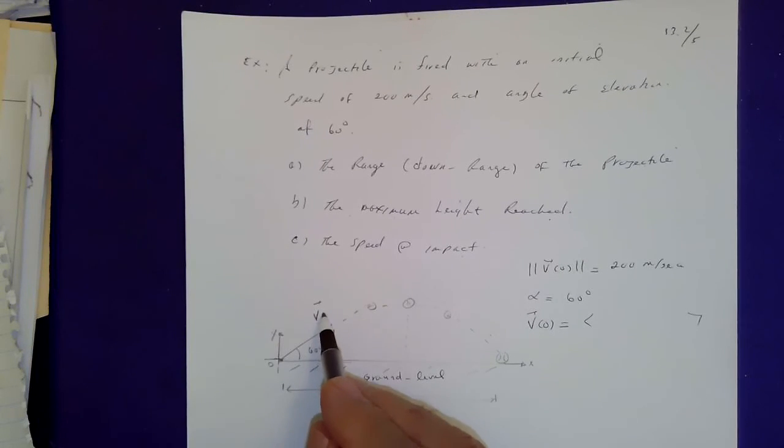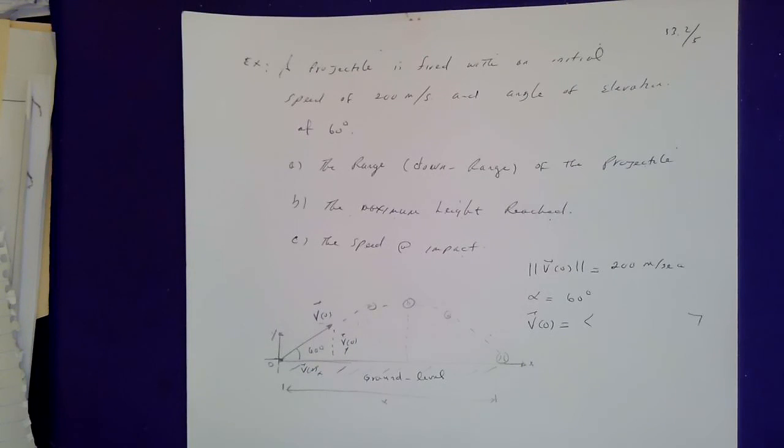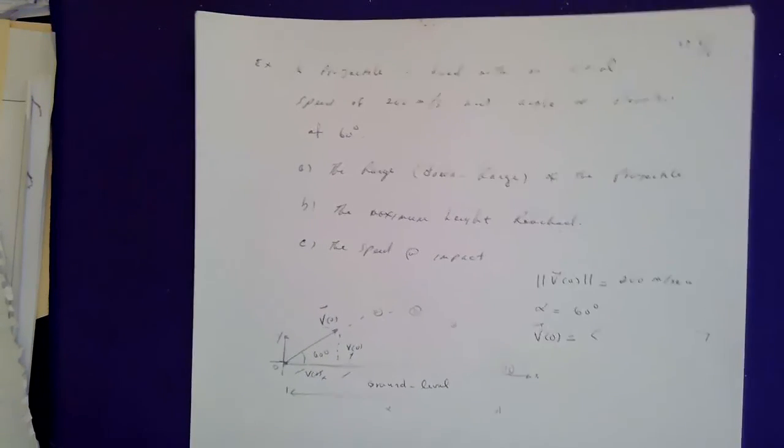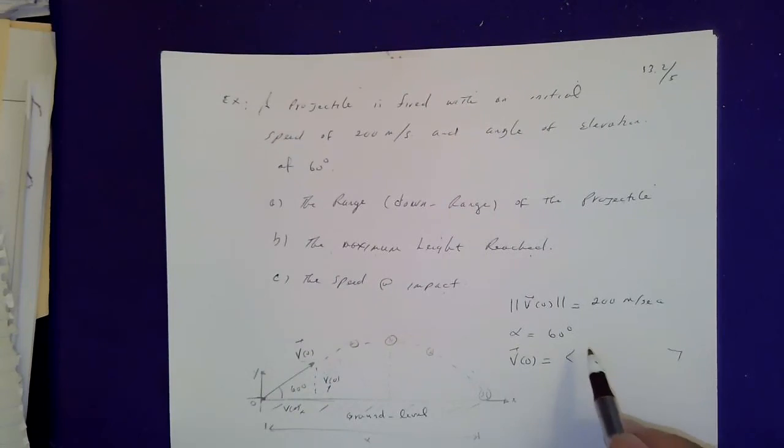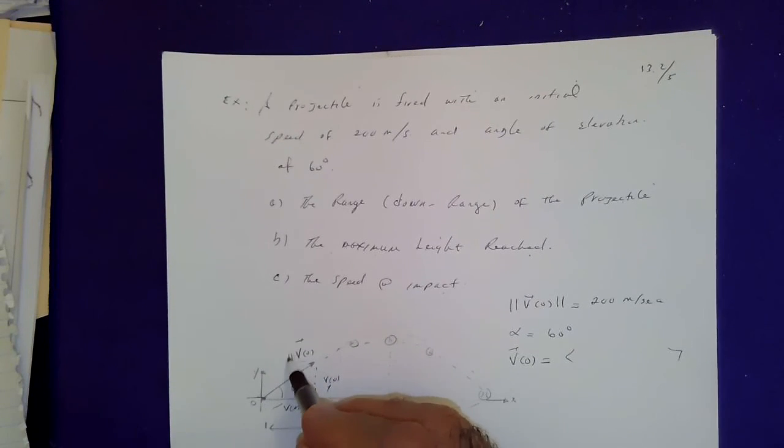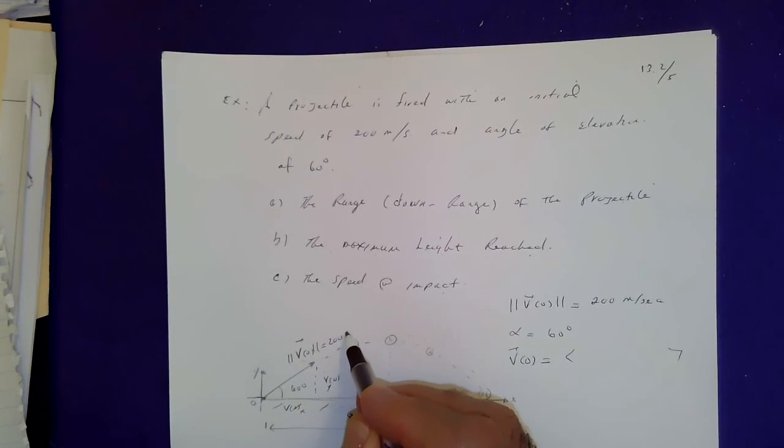Kind of like, what would be the x component, what would be the y component. So remember, these are not vectors, these are just scalars. So these are the x and y components of the initial velocity. So you know what to do. This would be the magnitude of this guy, which is given to us as 200 meters per second.